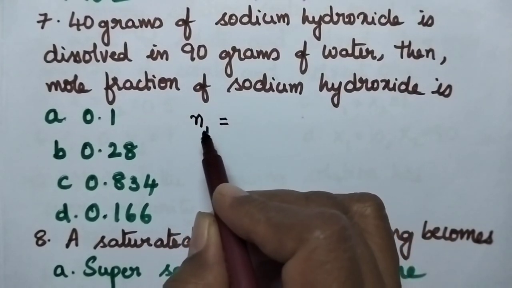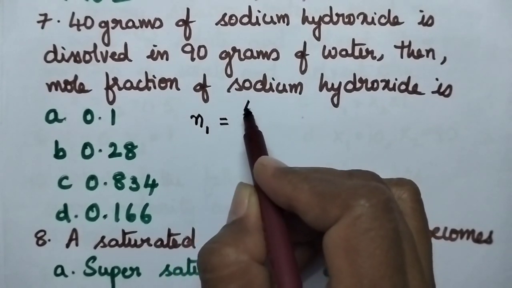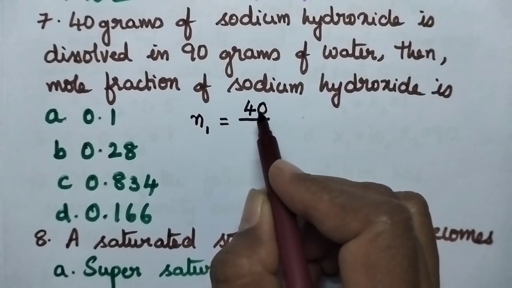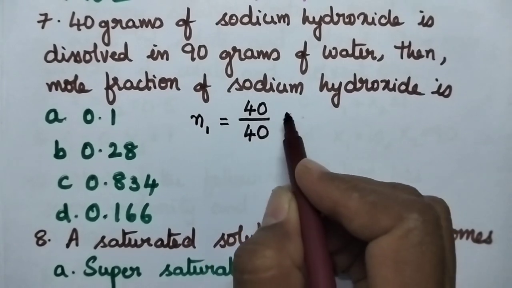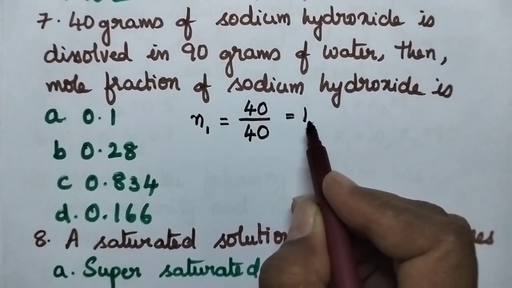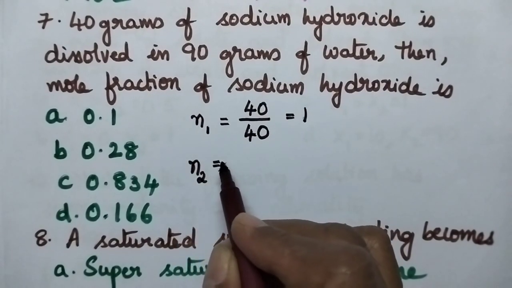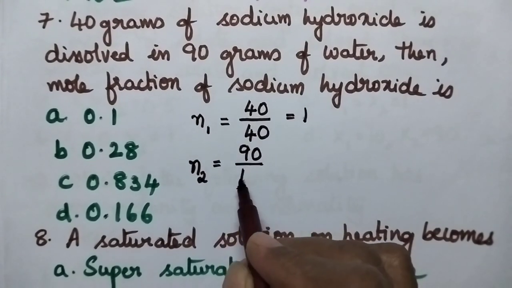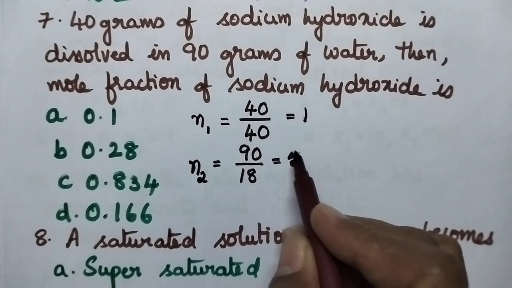So, coming to the number of moles, it can be obtained by calculating weight divided by gram molecular weight. Here the weight of the sodium hydroxide is given as 40 and the gram molecular weight is 40 and hence the number of moles of sodium hydroxide is equal to 1. Coming to N2, that is the number of moles of water. Weight of water is 90. The gram molecular weight of water is 18 and hence that is equal to 5.